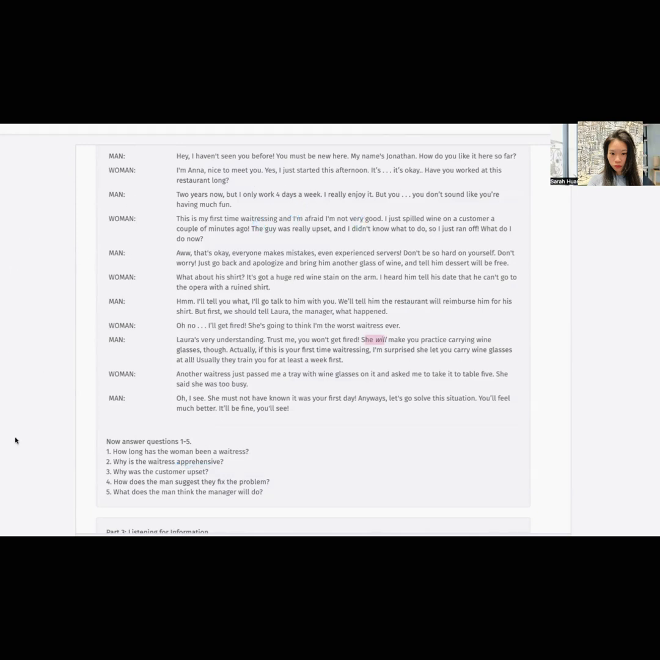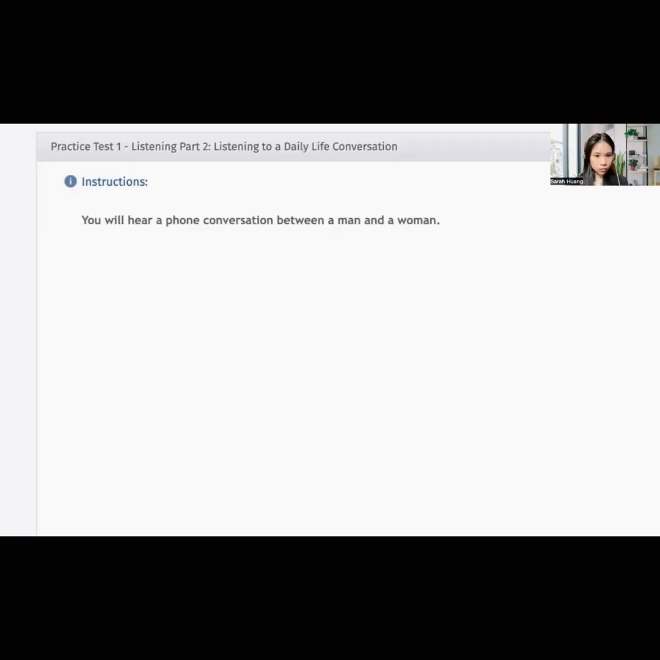All right. So let's look at the second example using this similar technique. All right. Let's look at the second example.